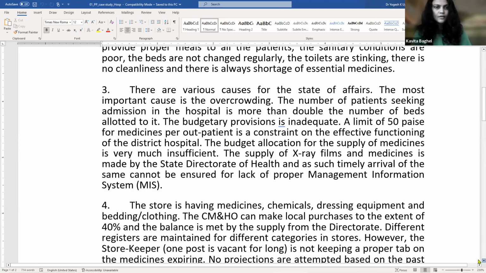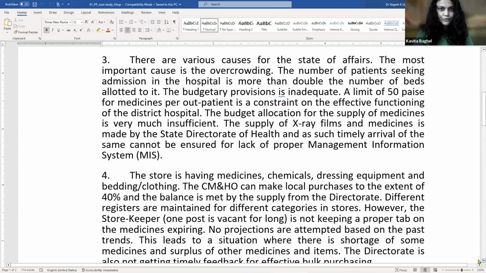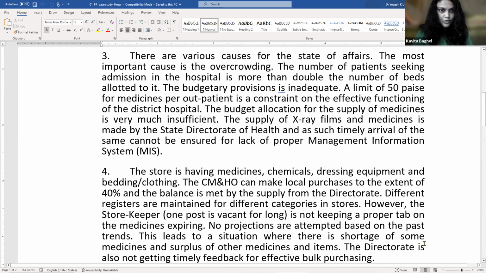There are various causes for the state of affairs. The most important cause is the overcrowding. The number of patients seeking admission in the hospital is more than double the number of beds allotted to it. The budgetary provisions are inadequate. A limit of 50 paise for medicines per outpatient is a constraint on the effective functioning of the district hospital.